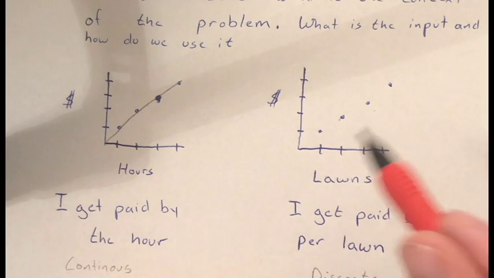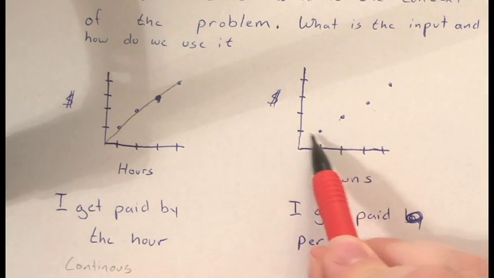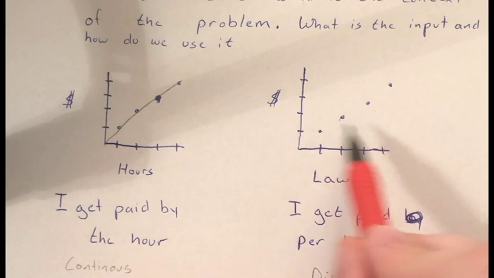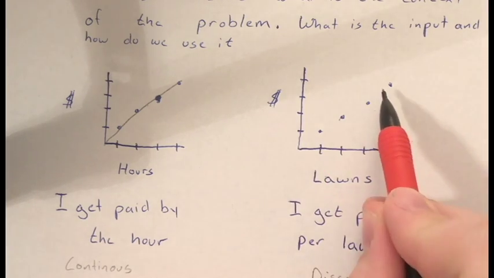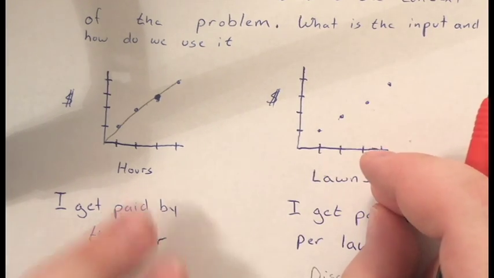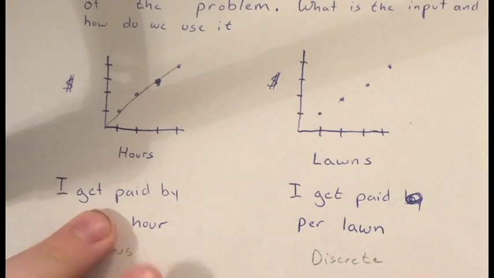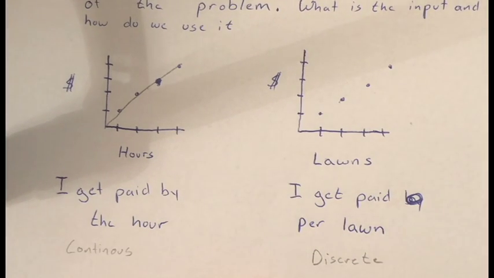All right, so this would stay like it is. For one lawn, I get paid this much, 2 lawns, so forth, 3 lawns, so forth, 4 lawns, so forth. So this would be a discrete function because I cannot mow part of a lawn and still expect to get paid. So let's look at a couple of other problems here.